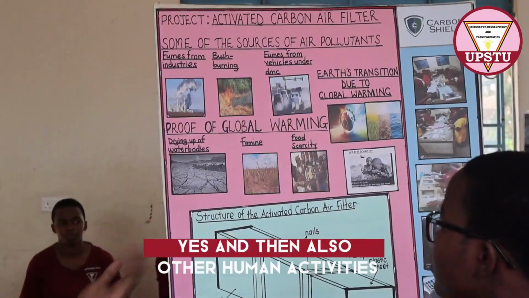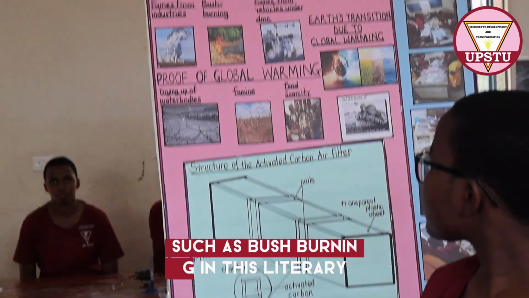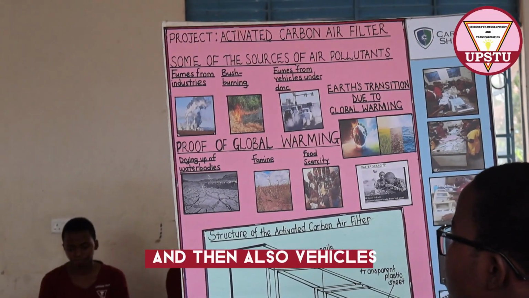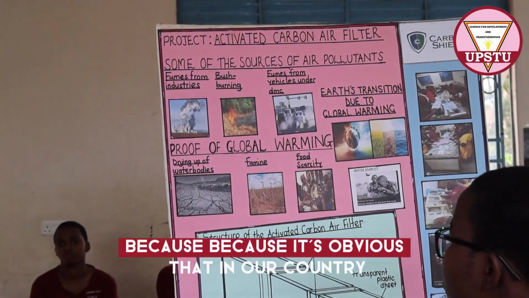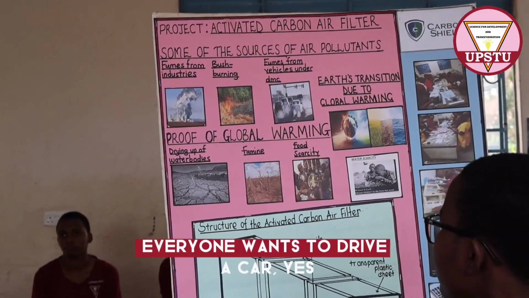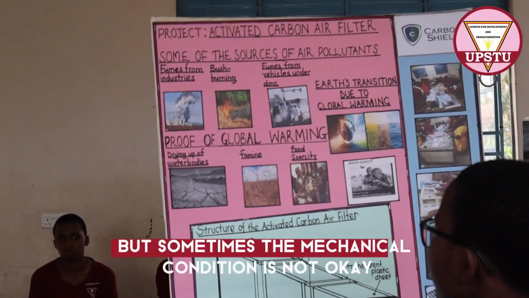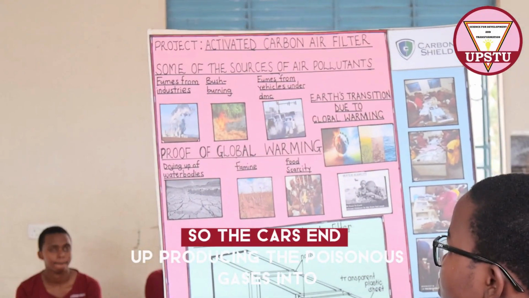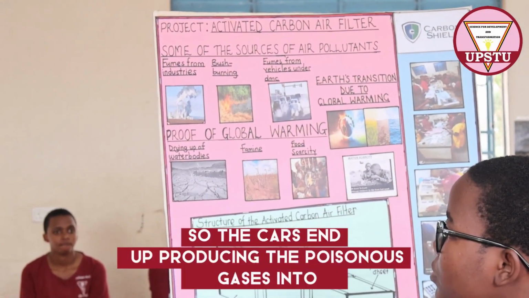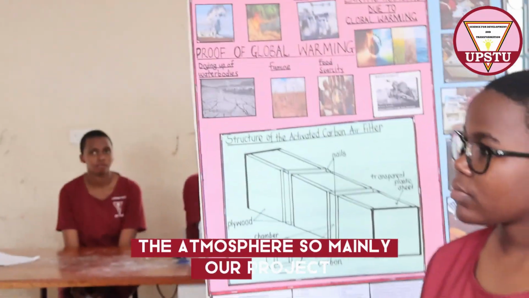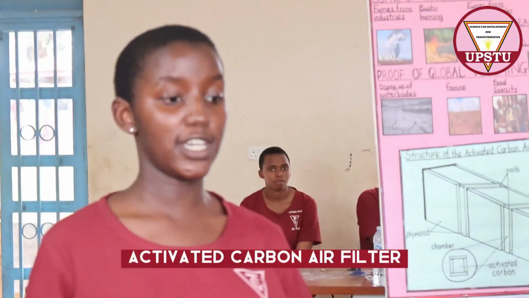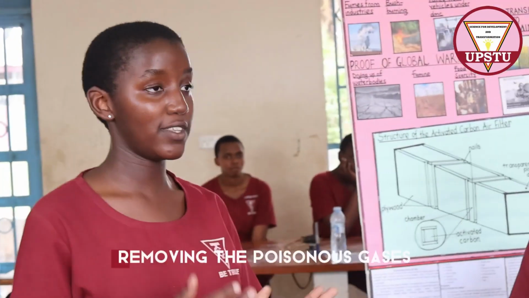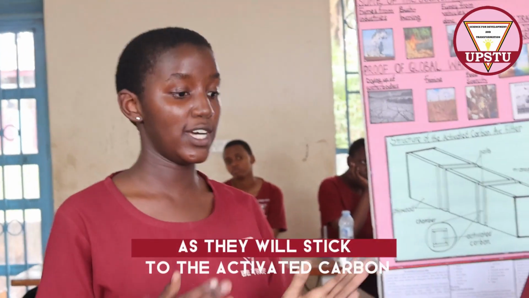Then also other human activities such as bush burning, which release poisonous gases into the atmosphere, and vehicles, because it's obvious that in our country everyone wants to drive a car, but sometimes the mechanical condition is not okay, so the cars end up releasing poisonous gases into the atmosphere. So our project, the Activated Carbon Air Filter, mainly aims at purifying this air, removing the poisonous gases as they stick to the activated carbon.